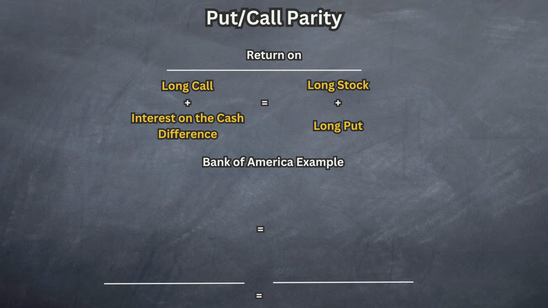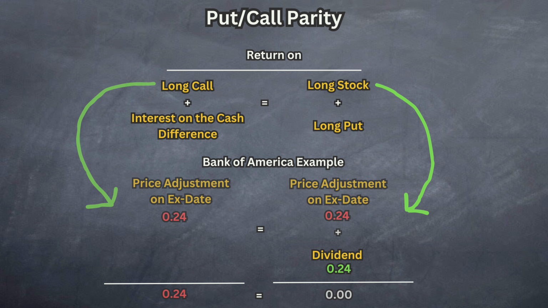But first we have to look at how dividends affect put-call parity. The dividend would go on the right side of the formula because it's related to the stock performance, so we'll add the 24-cent dividend there. And on the X date, the stock will adjust down by 24 cents, which causes a 24-cent loss on both sides because the delta values on both sides are 1 or extremely close to it. So this makes the dividend a net neutral on the right side of the formula, but it's a net loss on the left side. So an adjustment has to be made to offset that loss. And that adjustment is a lower time value on the long call, which makes that call cheaper to purchase.